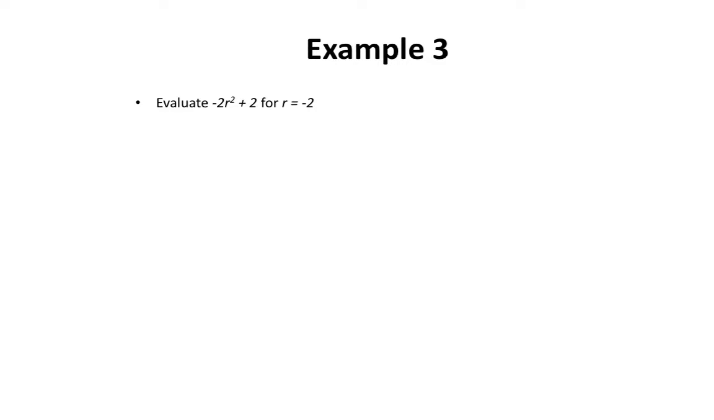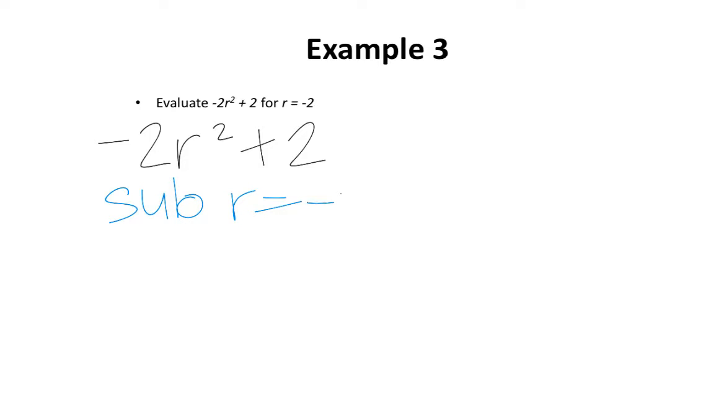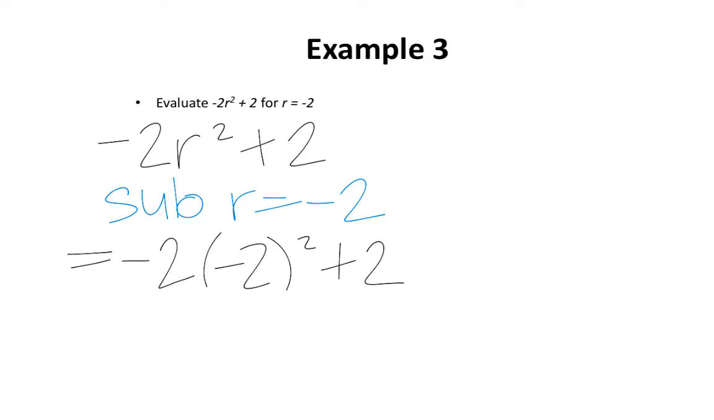In our third example, we want to evaluate negative 2r squared plus 2 for r equals negative 2. The first thing you want to do is rewrite the question. Next, we want to substitute in r is equal to negative 2. So instead of writing r, we're going to replace it with negative 2 in brackets. At this point, you need to follow BEDMAS, which means we are going to first use our exponents, then do some multiplication, and then add.